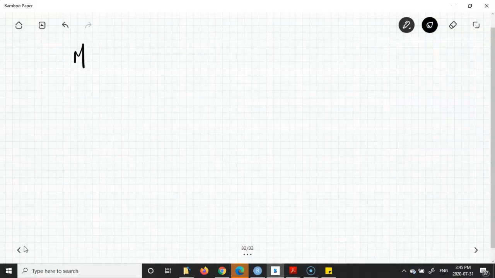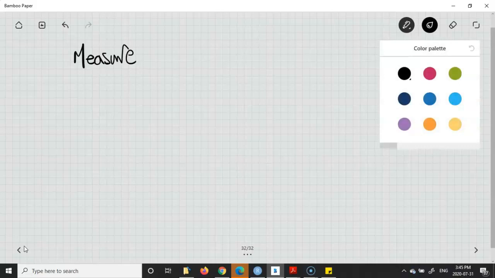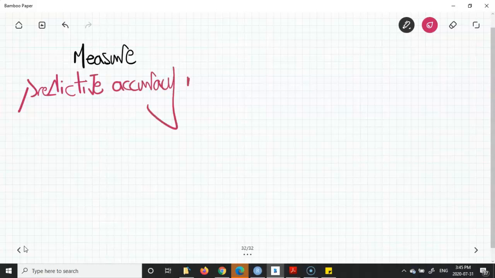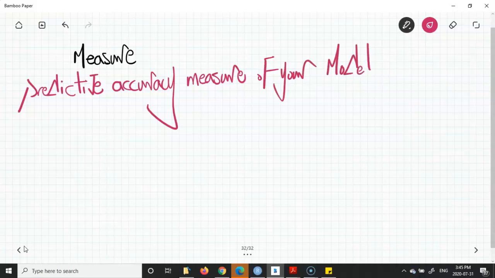We're going to talk about the measure, but what type of measure do we want to talk about? The measure that we want to talk about for this tutorial is something which shows the predictive accuracy measure of your model. That's the thing we want to do.